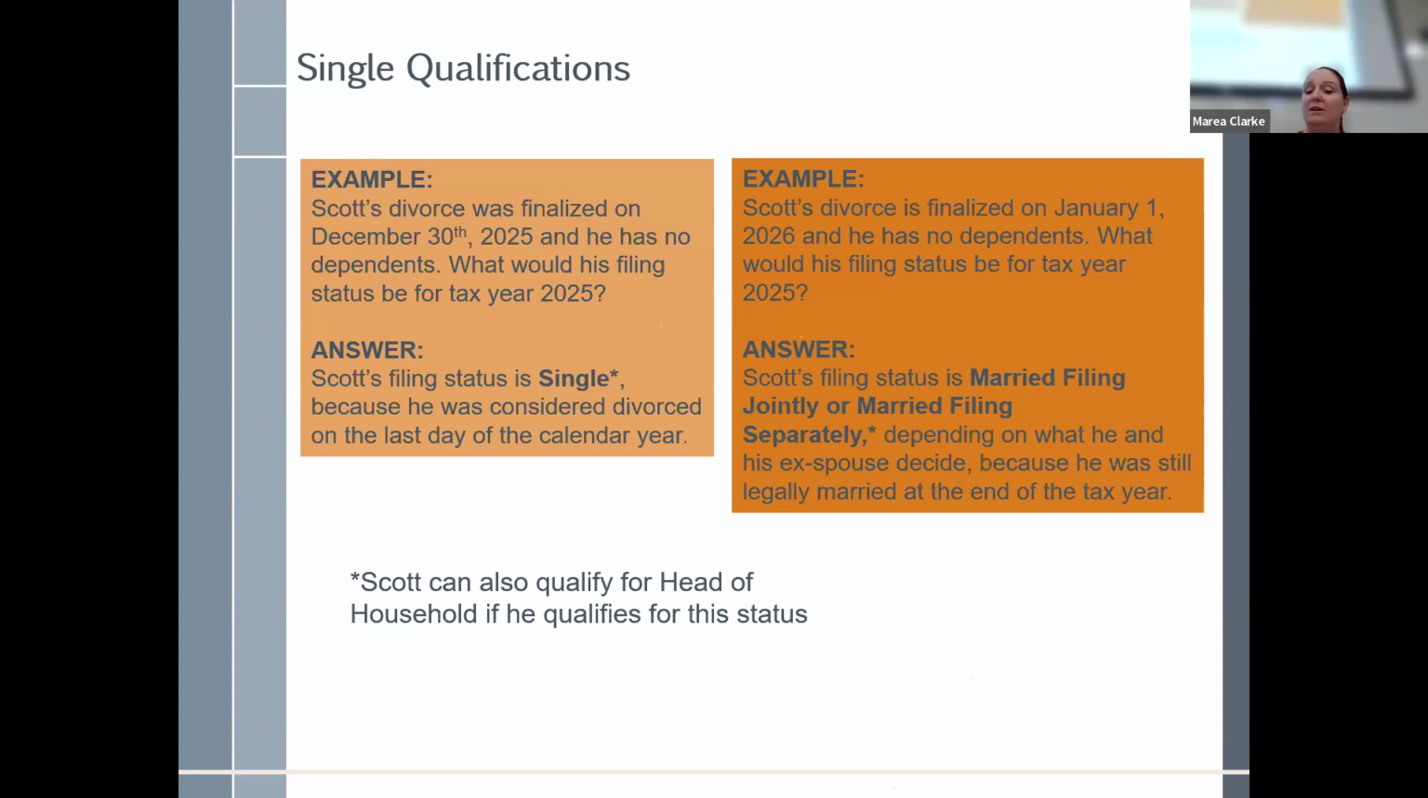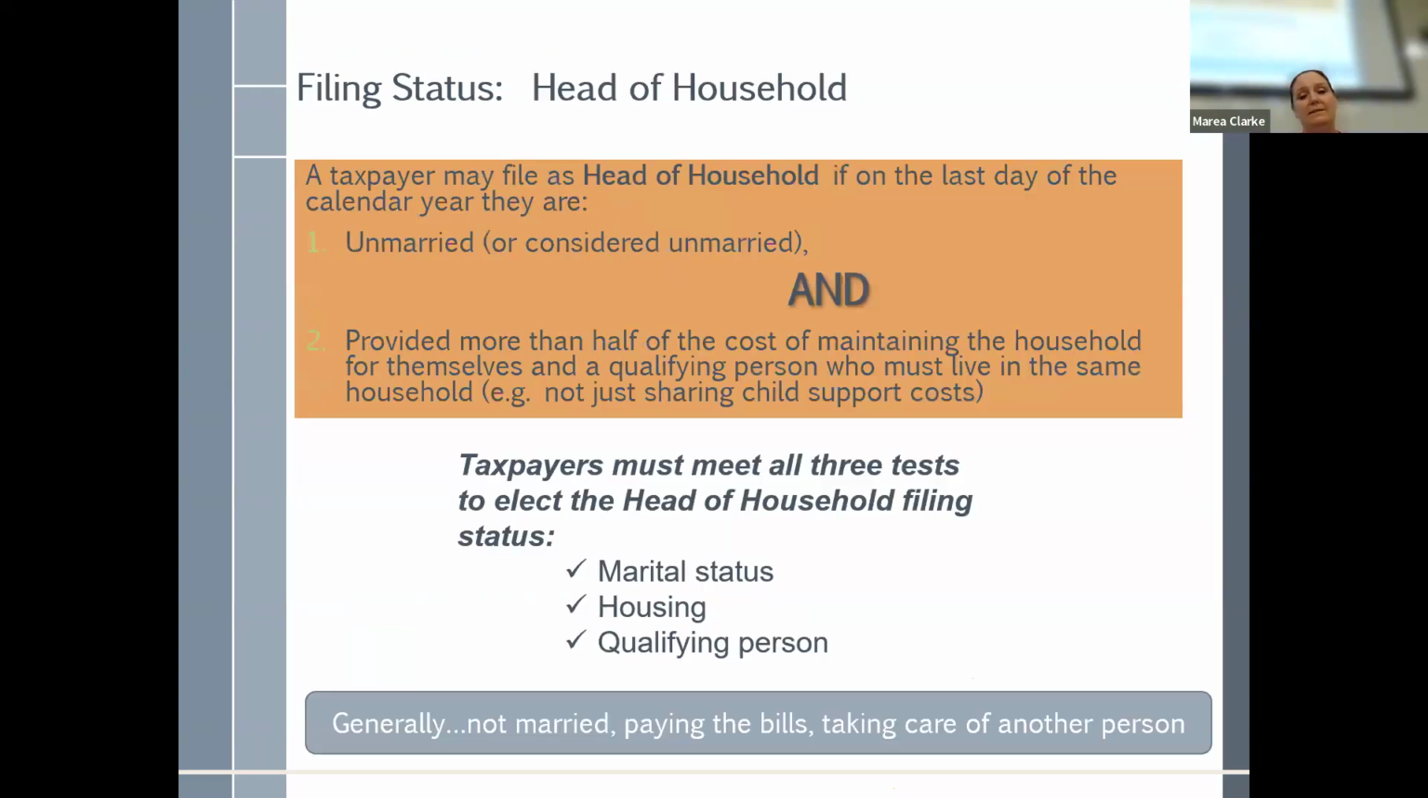Now, if Scott had children, there's a possibility that he might qualify for a different status, which is called head of household. And we'll talk about that on the next slide, because I forgot that it was next. So a taxpayer may file as head of household on the last day of the year if they are unmarried or considered unmarried, and they provided more than half of the cost of maintaining their household for themselves and a qualifying person who must live in the same household.